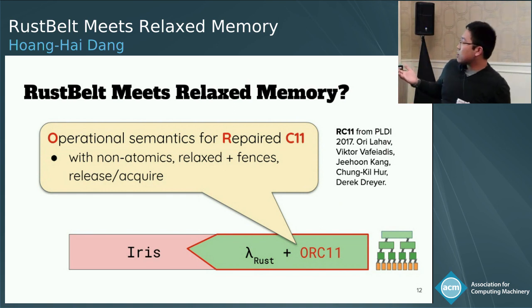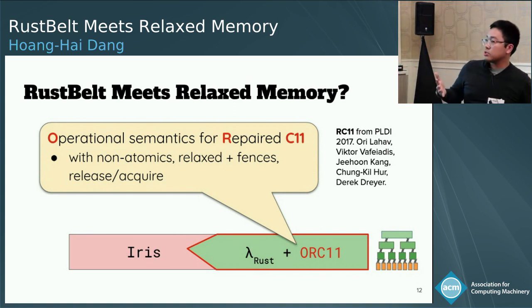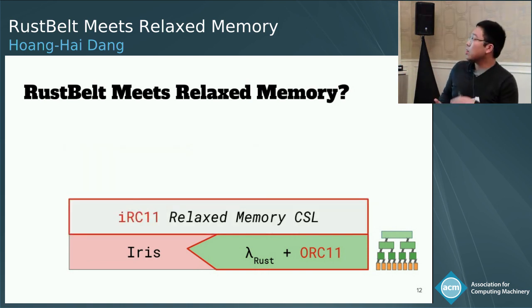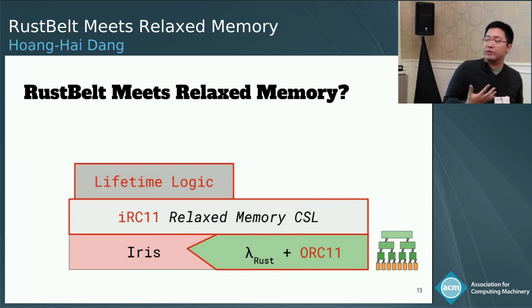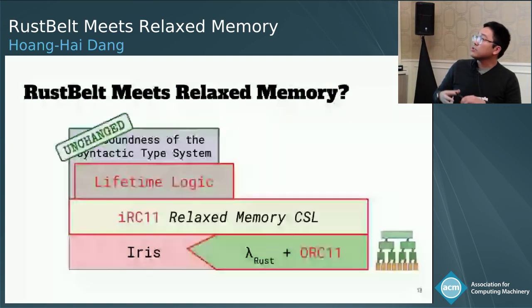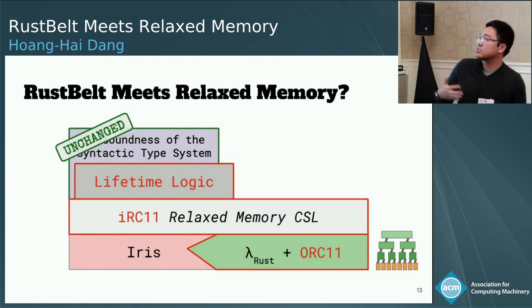We combine this ORC11 semantics with the lambda Rust language to get our actual language, and then instantiate it in Iris again to build a new concurrent separation logic for relaxed memory. This time, we call it IRC11. And we use IRC11 to reprove the lifetime logic with respect to our new semantics. Fortunately, we managed to do so without changing much of the interface of the lifetime logic, so we can basically reuse the soundness proof of the syntactic type system, because this proof mostly only depends on the lifetime logic.